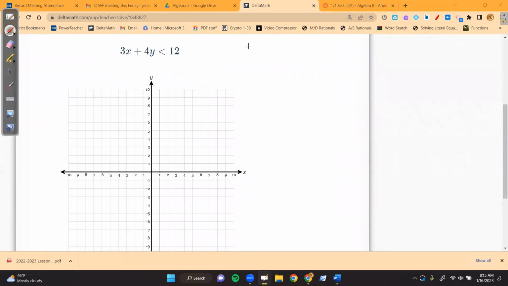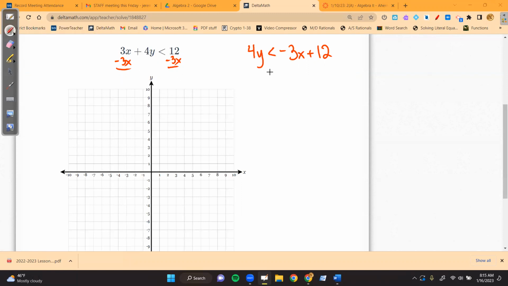Subtract the 3x. So my next line is going to say 4y is less than what? Remember, we're subtracting 3x. Thank you, Alina. We're subtracting 3x. So we have negative 3x plus 12. Good. The 12 stays plus or positive because we didn't move him. And then what do?